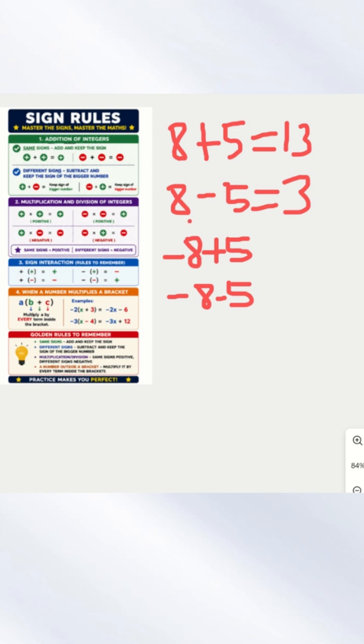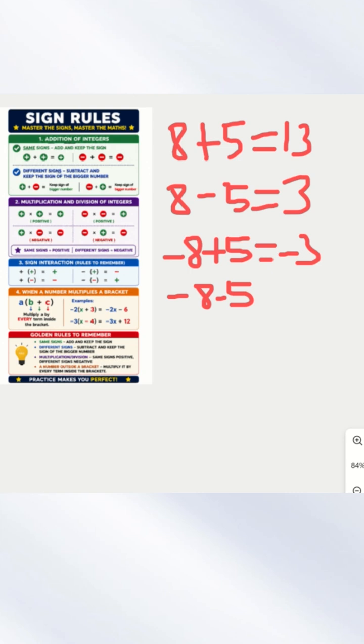Now look at this one, -8 plus 5. When you have two opposite signs, that is minus and plus together, what you simply do is subtract and keep the sign of the bigger number. Because the minus is attached to 8, your answer will bear a minus sign. You simply do 8 minus 5, which will give you 3. But you're not going to write 3. If you write it this way, it will be wrong. Why? Because this 8, which is the bigger number, has a negative sign. So your answer will be -3. So that is it.